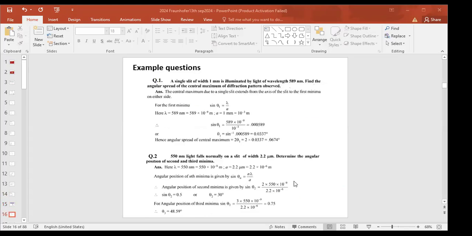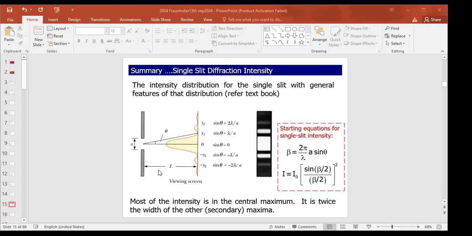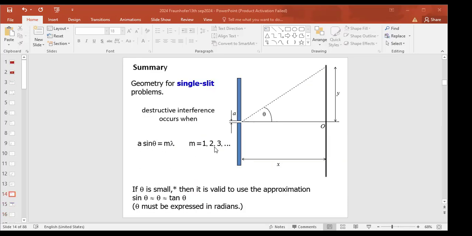So the sample questions I put here. You have to do all these things at home, right? You will get similar questions, but the story will be different. Use of this equation, basically our d sin theta, this equation, right? A sin theta is equal to m lambda equation.